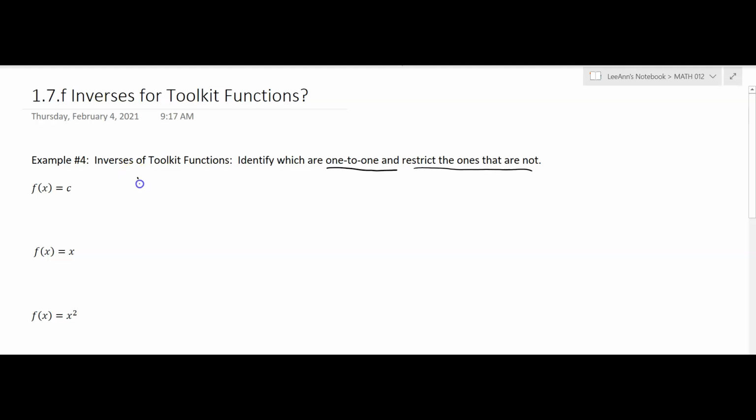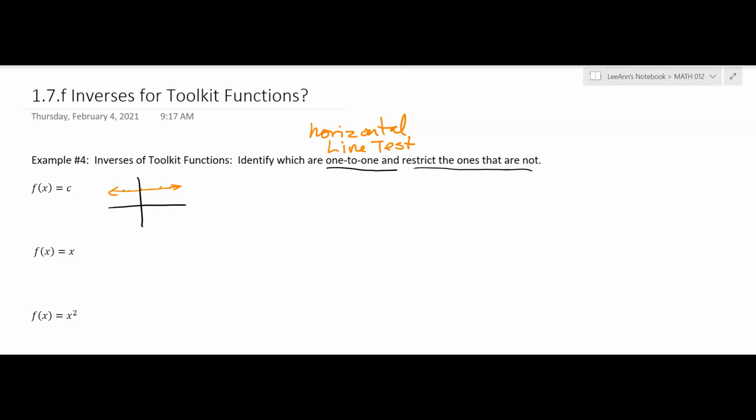So you remember for the constant function, it's just a horizontal line. Now to pass the one-to-one test, it has to pass the horizontal line test. Okay, this does not pass the horizontal line test. And we can't restrict it. If you think about it, all those points have the same output, right? So if you switched X and Y, all of them are going to have the same input, and we would want it to be one-to-one.